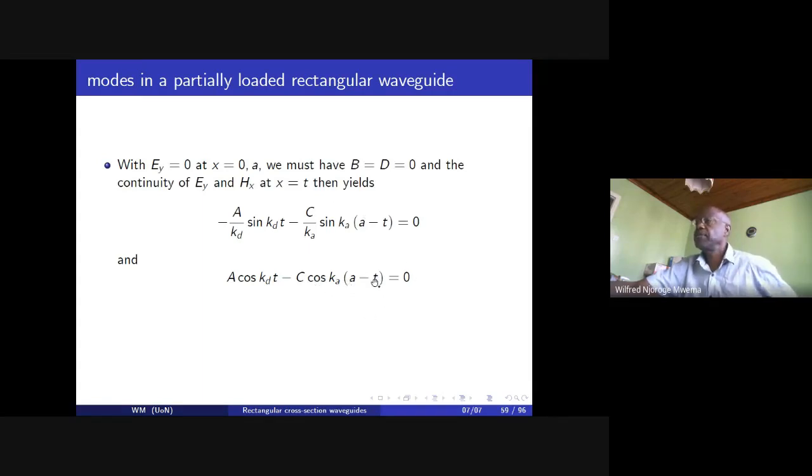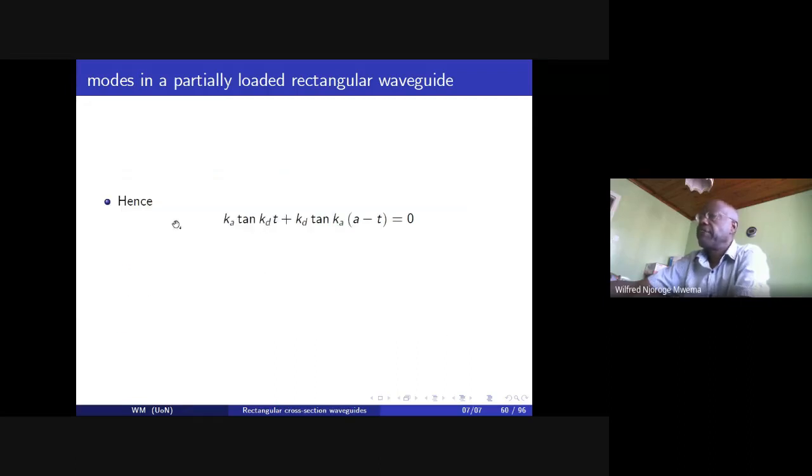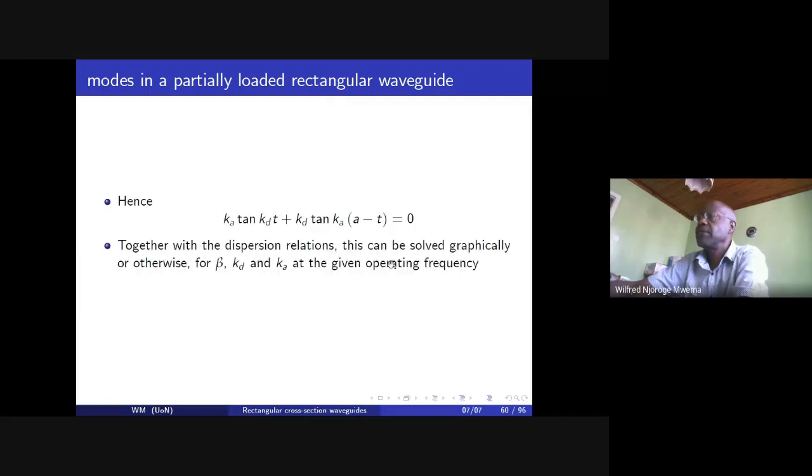And therefore, these two equations can be solved for A and C, and for them to have a nontrivial solution for those constants A and C, we must require that the determinant of the 2 by 2 matrix formed by these two equations must vanish. Okay? And therefore, we must have that ka tangent of kd t plus kd tangent of ka (a minus t) must be equal to 0. And together with the dispersion relations that we already found, that is the relationship between beta and kd and ka, this will be solved either graphically or otherwise for beta, kd, and ka at the given operating frequency. That is, this forms transcendental equations.